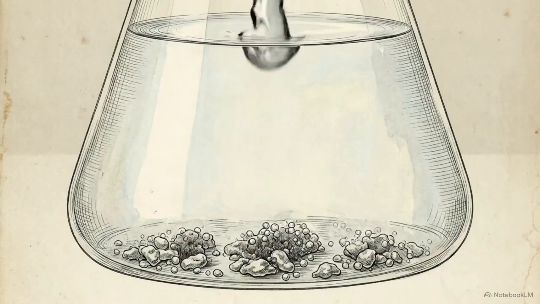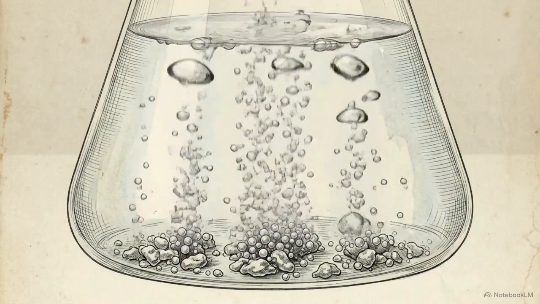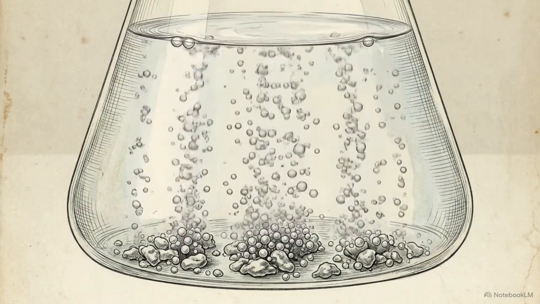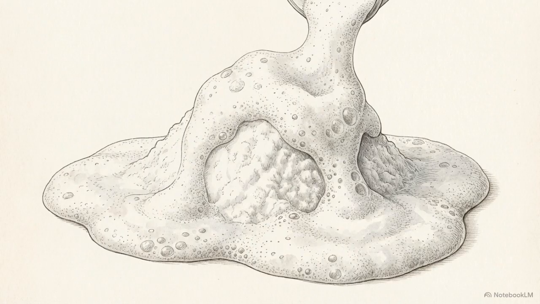Another indicator is the release of gas. When we mix materials and see bubbles forming, it shows a new gas is being produced. This experiment shows zinc granules dropped into dilute sulfuric acid. The reaction generates hydrogen gas, which we see as bubbles rising from the metal. We see this same effect when baking soda reacts with vinegar to create foam, or when bread dough rises.